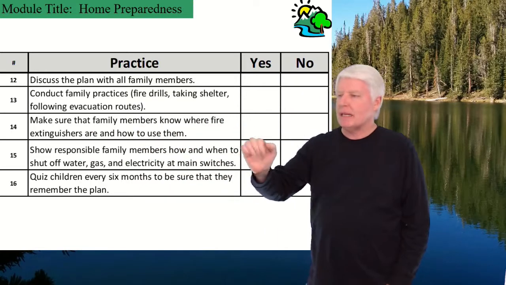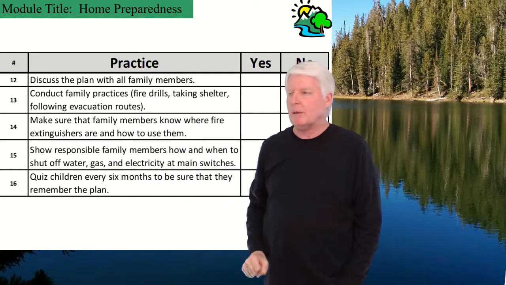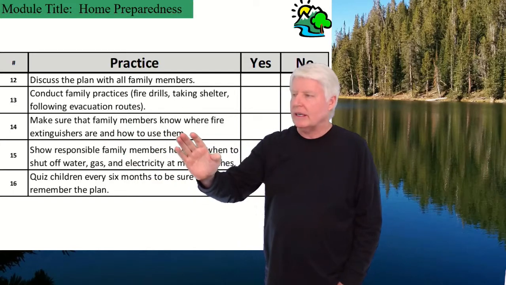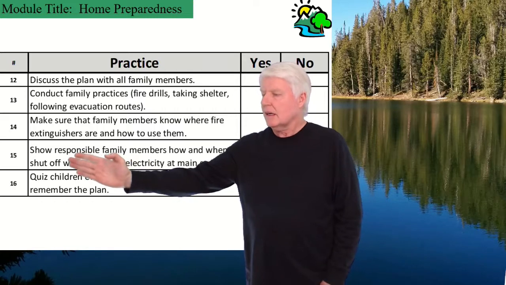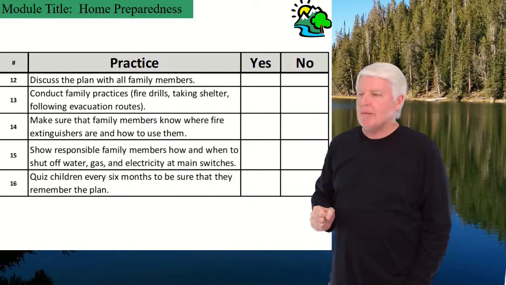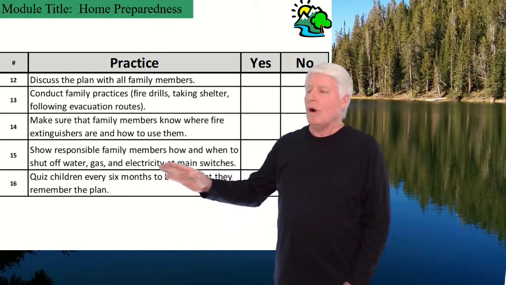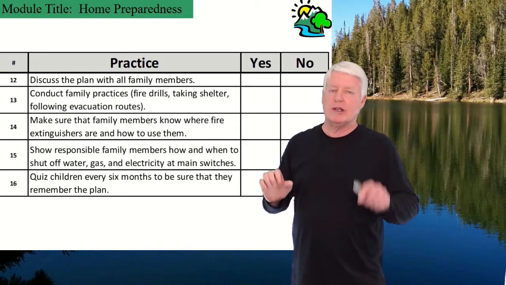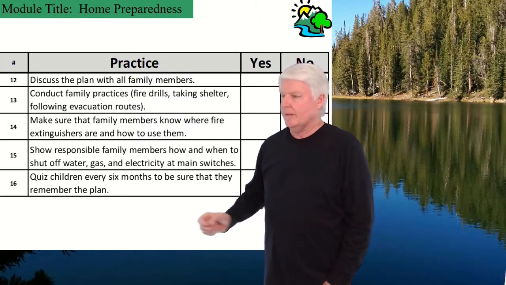14, make sure that family members know where fire extinguishers are and how to use them. And we'll discuss a lot of these things in greater detail, but this is an introductory level lecture here. Show responsible family members how and when to shut off water, gas, electricity, and main switches. We're going to cover that in greater detail in a later module.